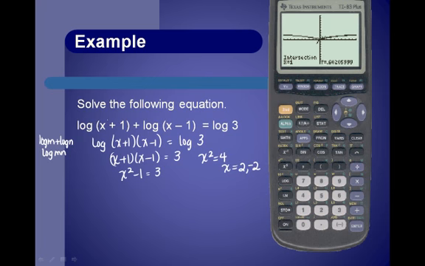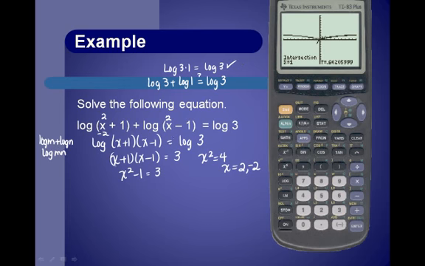Then we need to check it. If x is 2, then we would get the log of 3 plus the log of 1, and we want to know if that is equal to the log of 3. So to add logs, you multiply the numbers, so that would be the log of 3 times 1, which does equal the log of 3. So 2 works. What about negative 2?